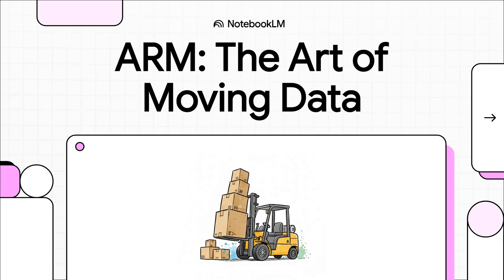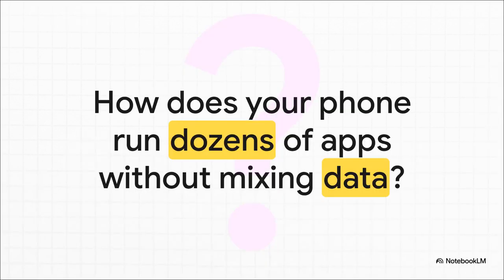All right, today we're going to dive deep into something that sounds simple but is, well, pretty much everything. We're talking about the most fundamental job any processor has, the art of just moving data around. I mean, you ever stop and think about that? How does your phone run a dozen apps at once without completely scrambling their data?